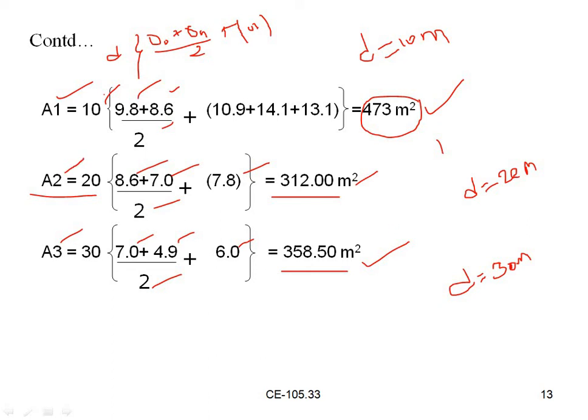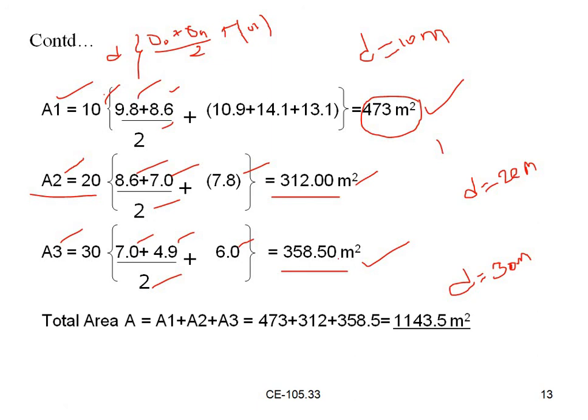Meanwhile, like this, unequal lengths have been given; unequal types only, this type will also be there. In unequal chainage intervals, this type of calculation should be done. So now we have got A1, A2, A3. Now we have to calculate the total area. A is equal to A1 plus A2 plus A3, that is 473 plus 312 plus 358.5 is equal to 1143.5 meters square. So this is our total area. So like this we have to do the unequal intervals problem.